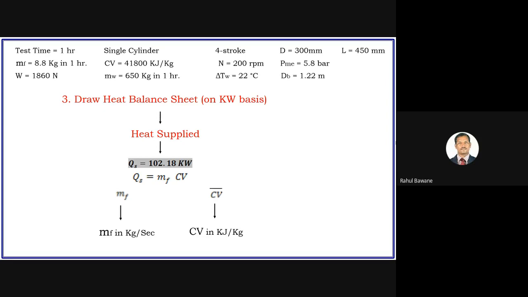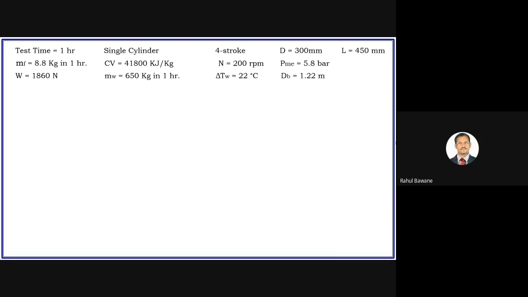So when we multiply mass of fuel flow rate by CV, kg gets cancelled and the remaining unit is kilojoule per second. Kilojoule per second is nothing but a kilowatt. If our heat balance sheet is to be drawn on the basis of kilojoule per minute, then whatever value comes, 102.18, we have to multiply by 60, then it will be kilojoule per minute. Now this is heat supply.